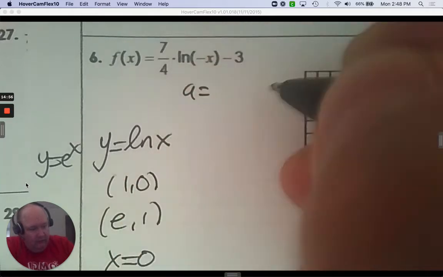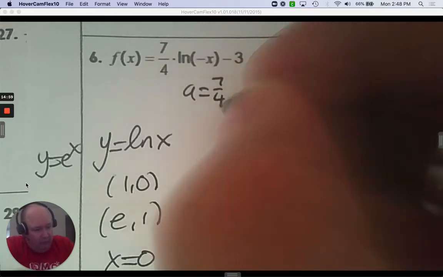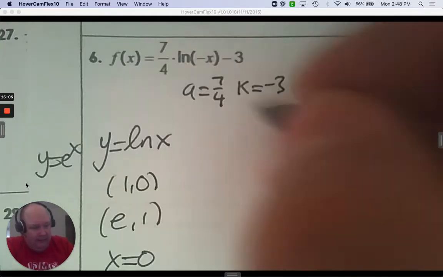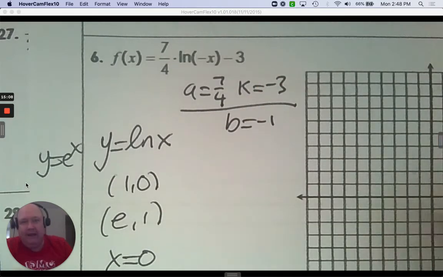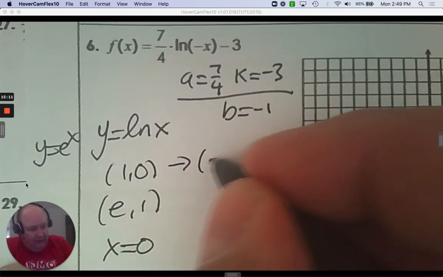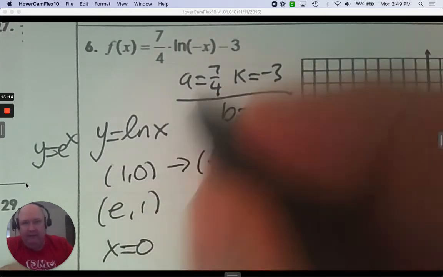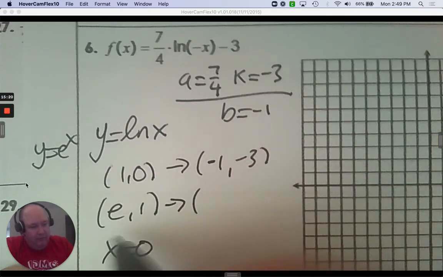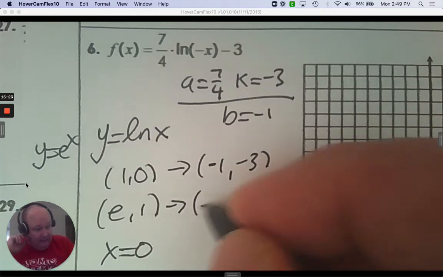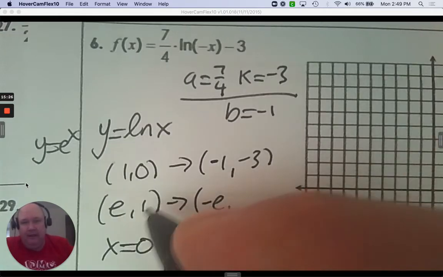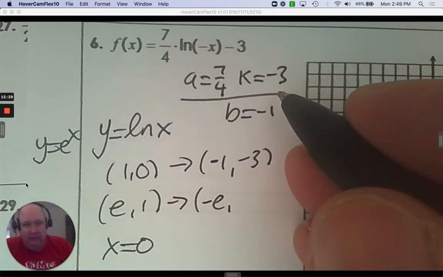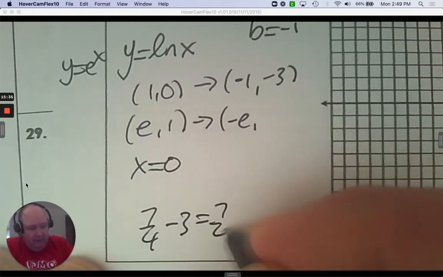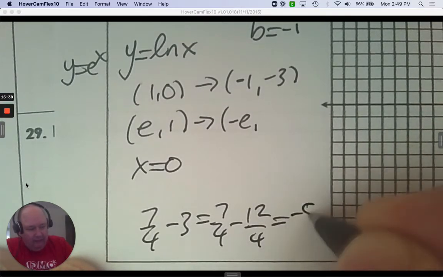a is 7/4 and k is -3. That affects the y coordinate. b is -1. That's the only thing that affects the x coordinate. So the x divided by -1. The y coordinate, 7/4 times 0 is 0. Subtract 3 and it's -3. e divided by -1 is -e, like -2.7. And then 1 times 7/4, take away 3. So that might take a little bit of thinking. So 7/4 take away 3. Get common denominators, and you get -5/4.